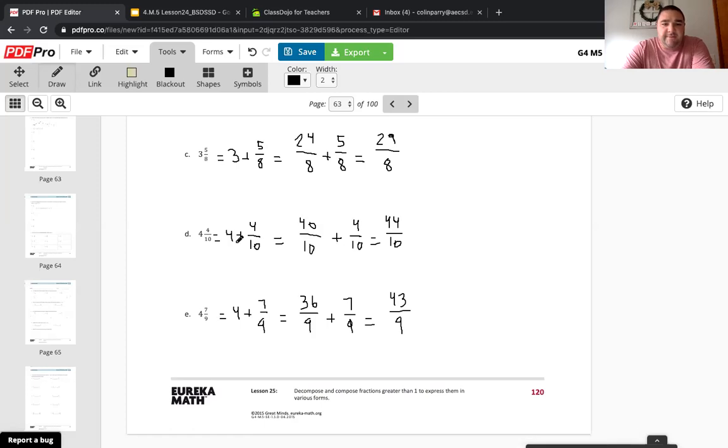Moving on to D, broke it apart to 4 and 4/10. 4 whole, when talking about tenths, is 40/10 plus 4/10, and I got 44/10. And problem E, broke it apart to 4 and 7/9. Talking about ninths, 4 times 9 would give me 36/9 plus my 7/9, and I got 43/9. So again, this lesson kind of piggybacks off of yesterday's. I think most of us are starting to get an understanding of this.